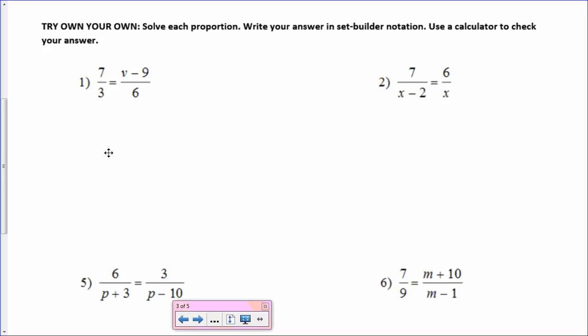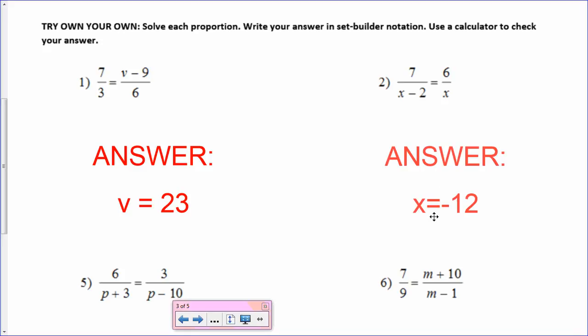Welcome back. So here, number 1, cross multiply the 7 and the 6, cross multiply the 3 and the b minus 9. Your answer would have been b equals 23. Number 2, cross multiply the 7 with x, 7 times x there, and then 6 times this quantity, x minus 2. When you solve for x, you should have gotten negative 12.